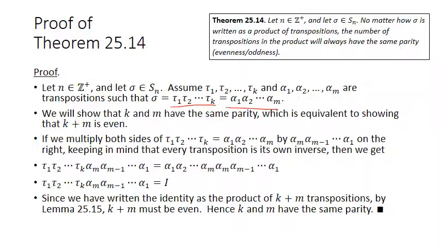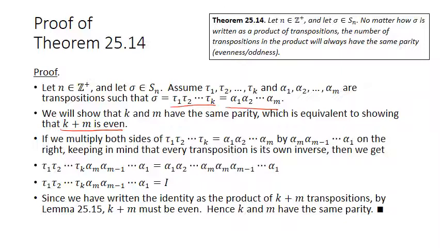So in other words, we've expressed sigma as a product of transpositions in two different ways, and now what we're going to show is that the number of transpositions in each expression have the same parity. So we're going to show that k and m have the same parity, which is equivalent to showing that k plus m is even. So you might need to take a minute to stop and think about why that is equivalent. If k and m are both odd, then an odd plus an odd is even, and if k and m are both even, then an even plus an even is also even. However, if one of them is even and one of them is odd, then you have an even plus an odd, which would be odd. Okay, so we just need to show that k plus m is even.